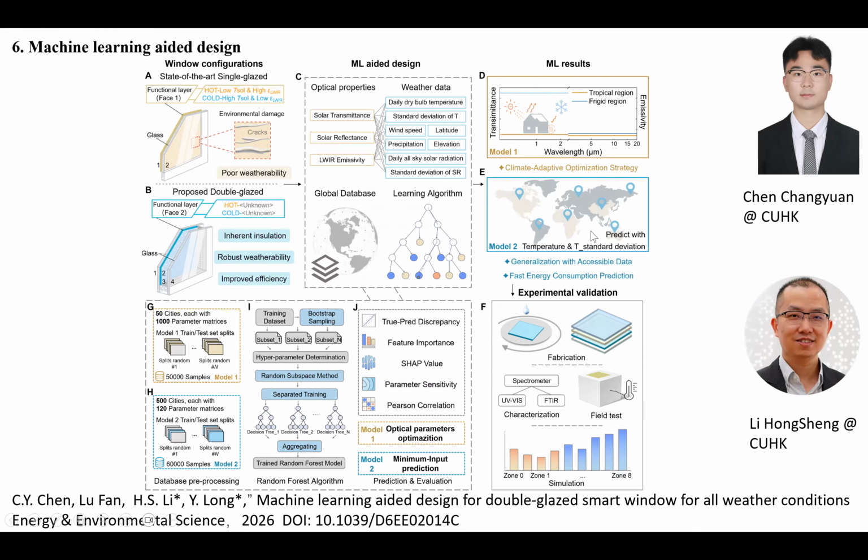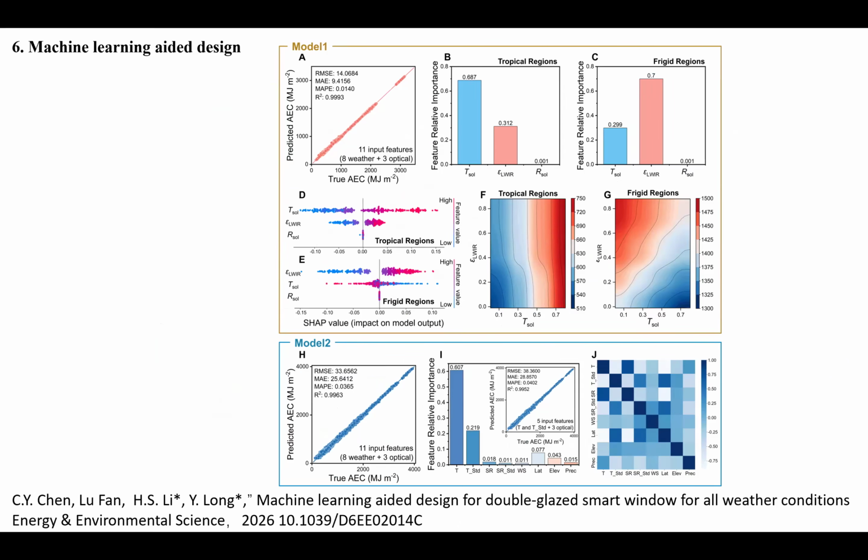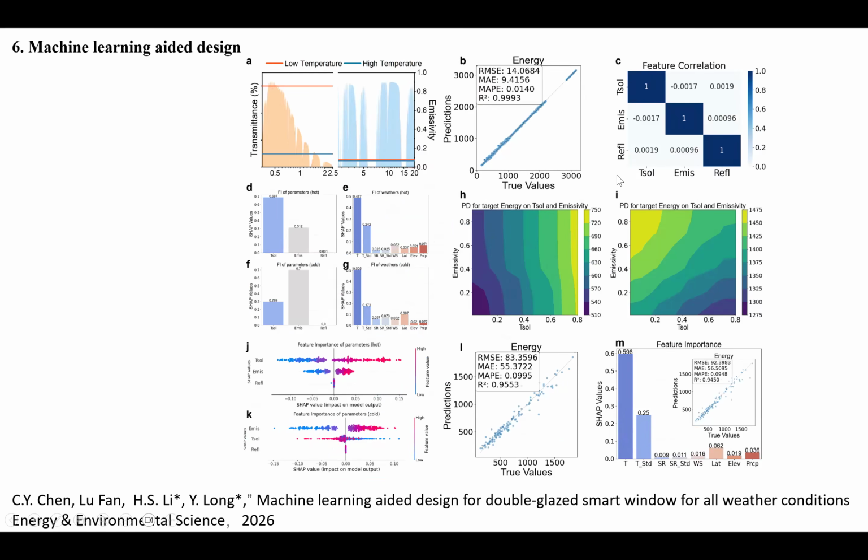So we used machine learning to help us get this conclusion. They also let us know that for tropical weather, TSO is actually more important, but in the winter season, emission is more important. This is a very good way to understand how the weightage of different wavelengths influences the energy performance. And so I stop here.